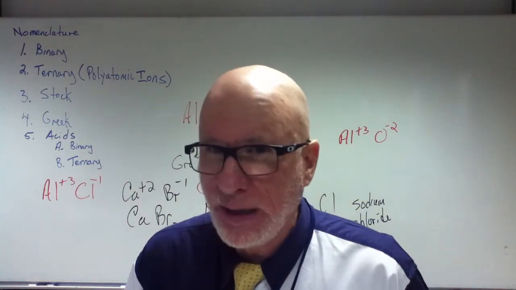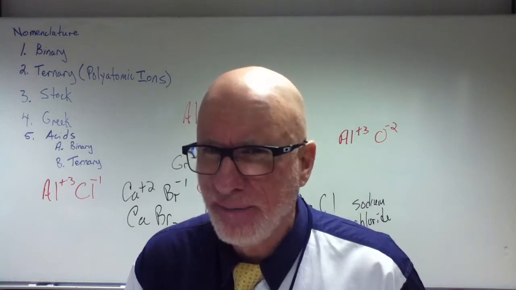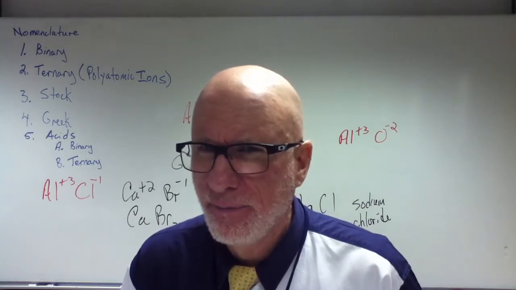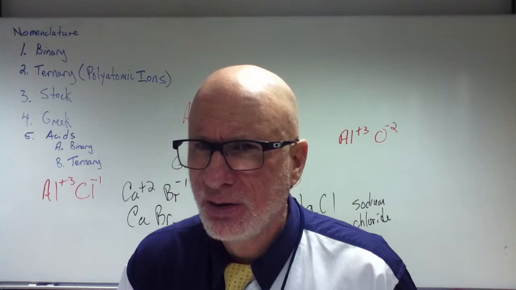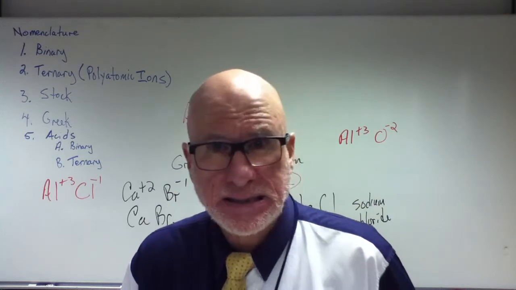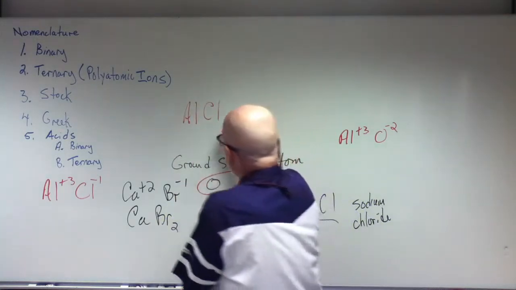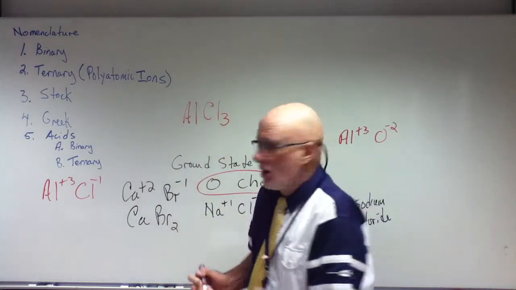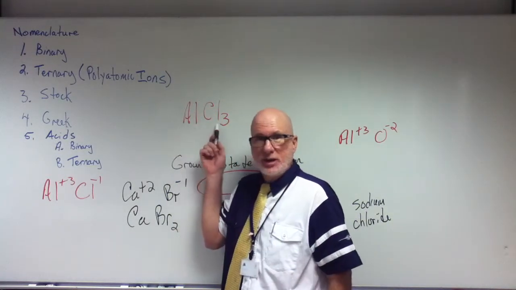Do you know how to write a 3 in English? How would you do that? What does it look like? Do it in the air. Excellent, that's a 3. There you go. So I need 3 of these. This means I have 1 positive 3 and 3 negative 1s.